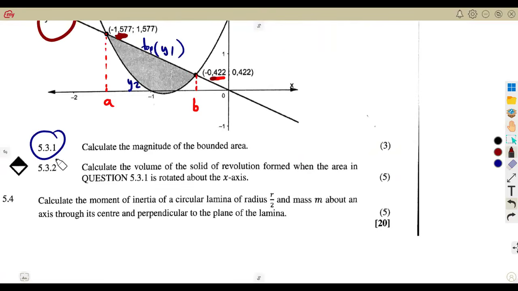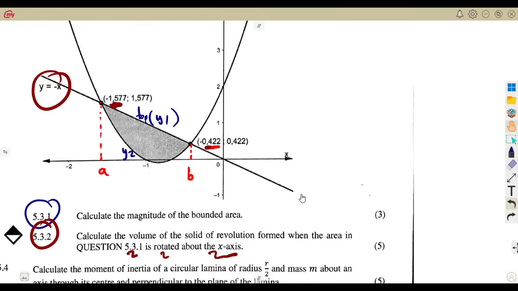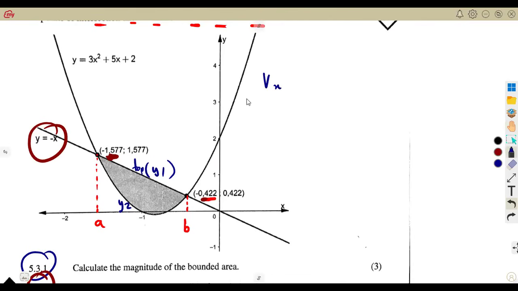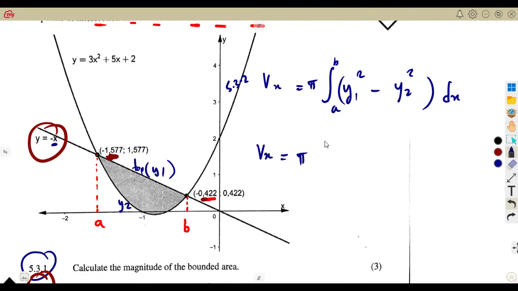With the same situation, in 5.32 they want you to calculate the volume of the solid of revolution formed when the area in question 5.31 is rotated about the x-axis, according to the limits that you're given. So you need volume with respect to x. That's 5.32. As you can see, this is just our normal disk method that we have to consider. And the volume is pi integral of y1 squared minus y2 squared with respect to x, with our limits a and b. y1, as we had it before, the top part, is minus x, as we had. So there's nothing that changed. That's the same, but now it is just being squared. The limits also, nothing changed.